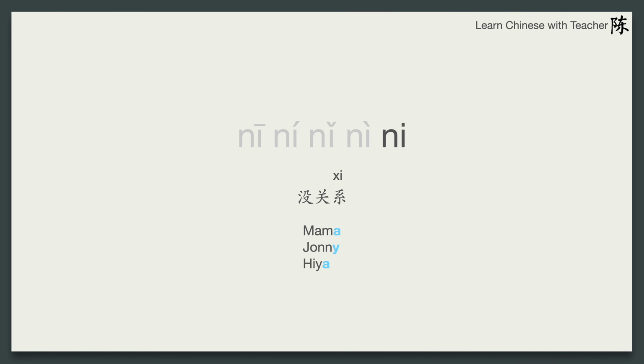We've learned 没关系. Xi is read in the light tone. The original tone of Xi is the first tone and is pronounced Xi. In English, we also have light tone, like the letter A in mama, the letter Y in Johnny, the letter A in Hiya. Okay, that's all about the Chinese tones. I hope you will get used to the tones very soon.